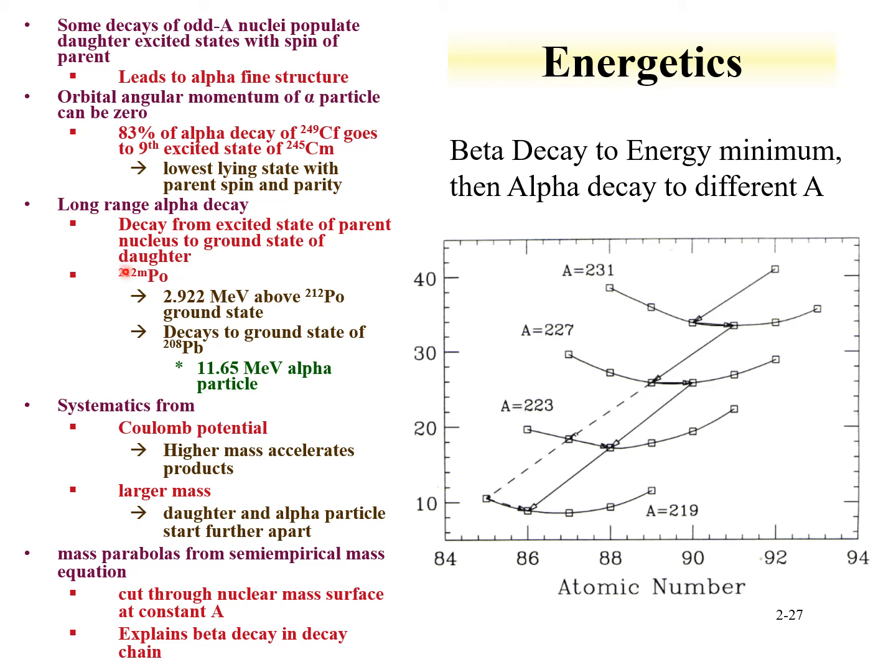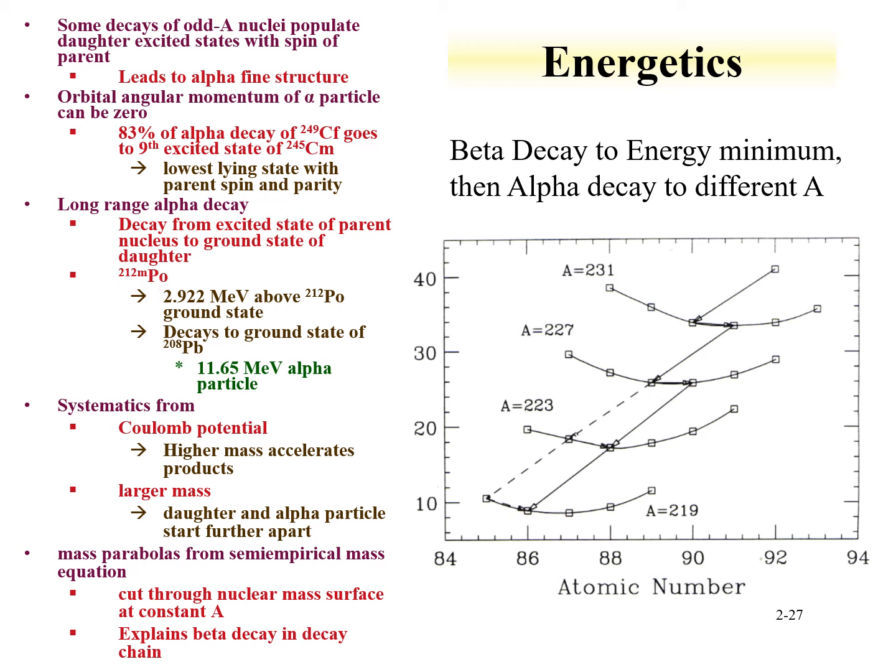For instance, polonium-212M sits about 3 MeV above the polonium-212 ground state, and it decays to lead-208 directly with an alpha particle of about 11.5 MeV. What's interesting about lead-208 is that the magic nuclear properties of lead-208 can help drive that decay from the metastable state all the way to the ground state of the daughter.